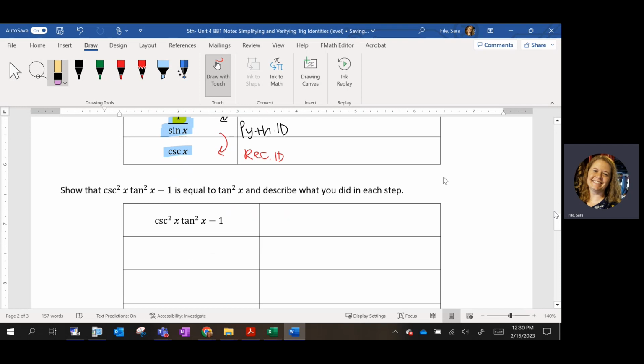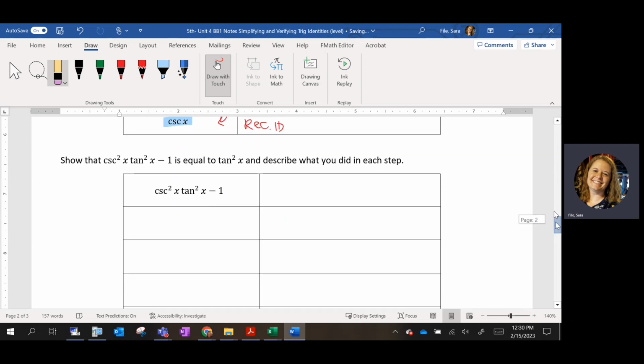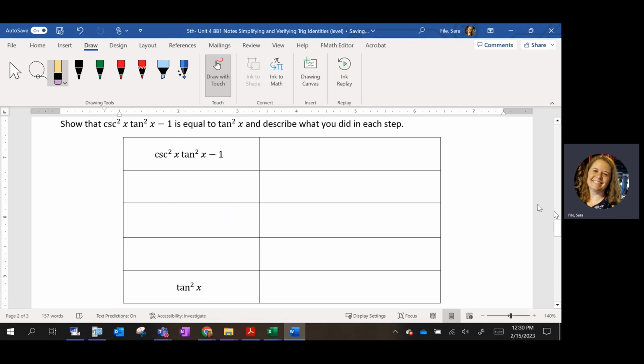All right, guys. So we're picking up where we left off before lunch. Now we've got this set up, but the middle part's not filled in. So we have to fill in the middle part and give the steps that we're doing as we go. They're telling us we're starting with this and we want to end with tangent squared of x. So we're trying to prove that these are equal to each other. Again, you don't have to write anything in the first step. If you want to, you can just say given. That's what we're starting with, the given information.